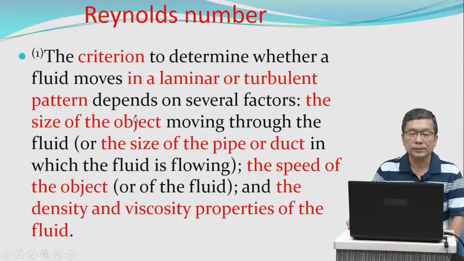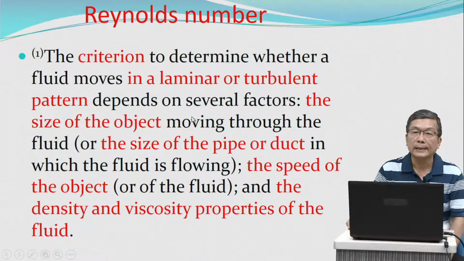Reynolds number, the criterion to determine whether a fluid moves in a laminar or turbulent pattern, depends on several factors: the size of the object moving through the fluid, or the size of the pipe or duct in which the fluid is flowing, the speed of the object or the fluid, and the density and viscosity properties of the fluid.